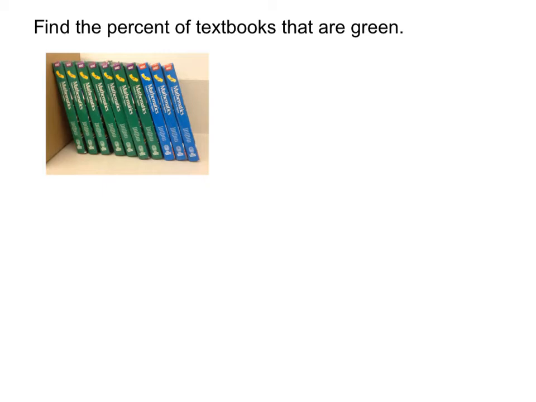So the question here says, find the percent of textbooks that are green. If we look at our textbooks, we have 1, 2, 3, 4, 5, 6, 7 green textbooks and 1, 2, 3 blue textbooks. So we could write the ratio for green textbooks in a few different ways. We could say that the ratio of green textbooks to blue textbooks is 7:3. But in this case, we are asked to find the percent.